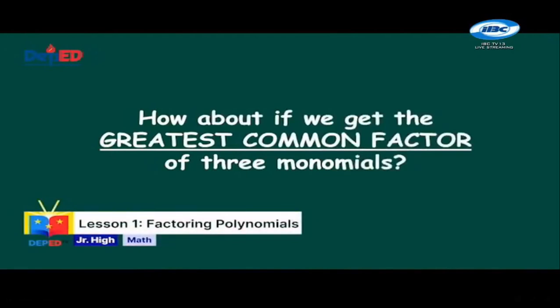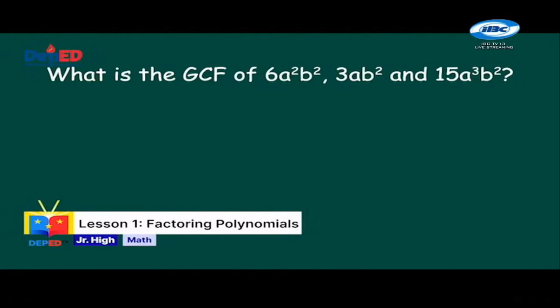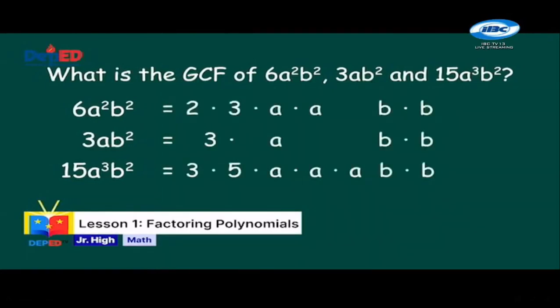How about if we get the greatest common factor of 3 monomials? What is the greatest common factor of 6a squared b squared, 3ab squared, and 15a cubed b squared? First, get their prime factors. 6a squared b squared is equal to 2 times 3 times a times b times b. How about 3ab squared? 3ab squared is just 3 times a times b times b. Note that we use 2 variables here, so it can be helpful to separate them in our solution.